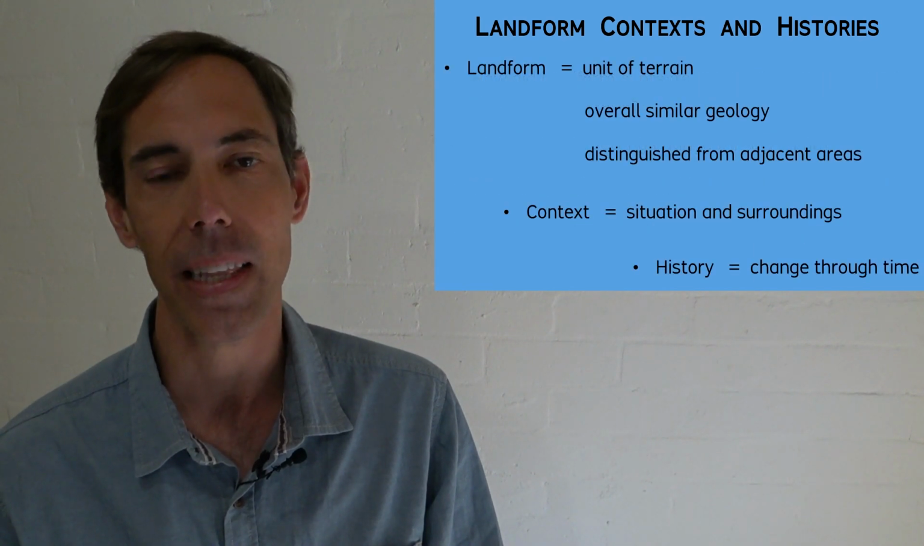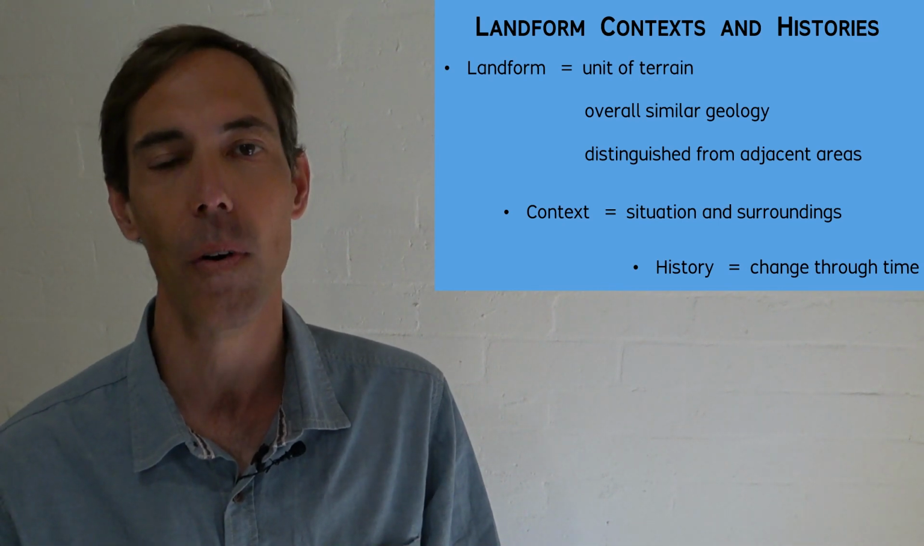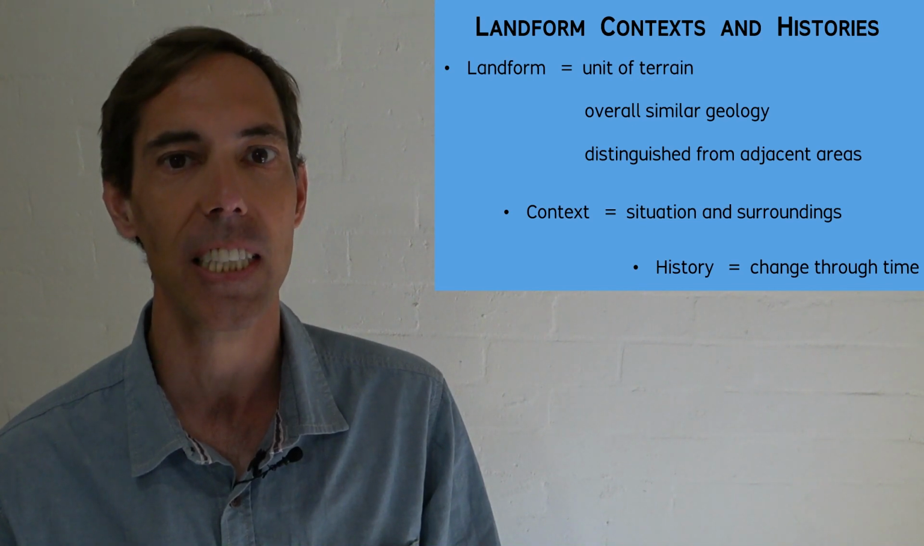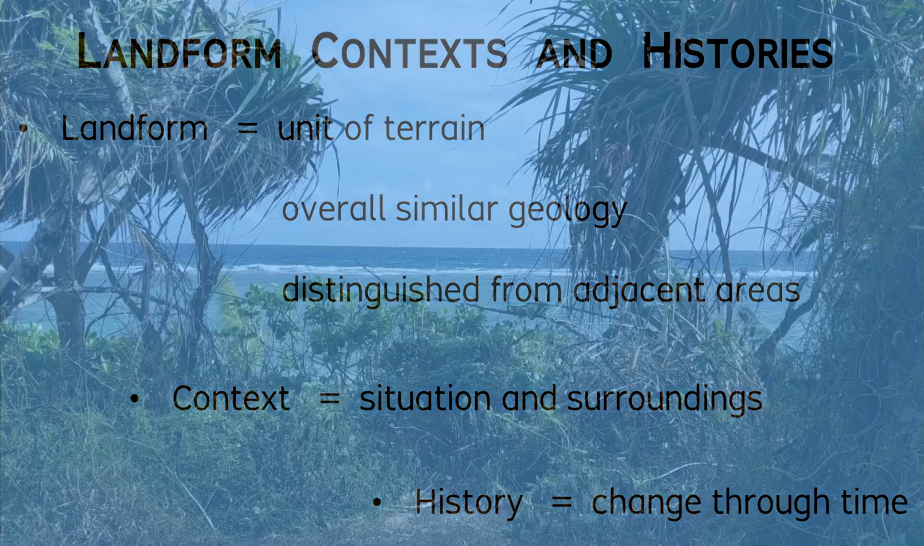You can think of a landform as a unit of terrain with overall similar geology that can be distinguished from its adjacent areas. In this view, landform context refers to the situation and surroundings. Landform history refers to the context changing through a chronological sequence.